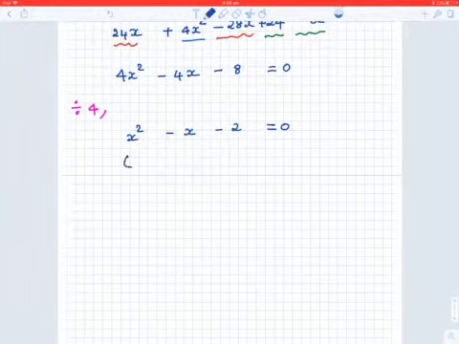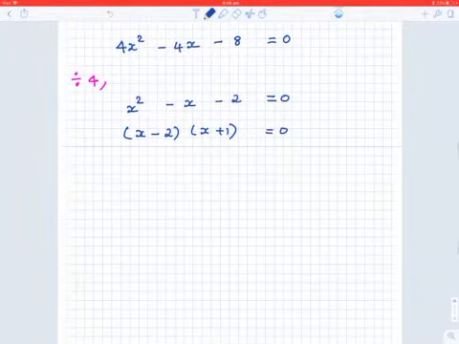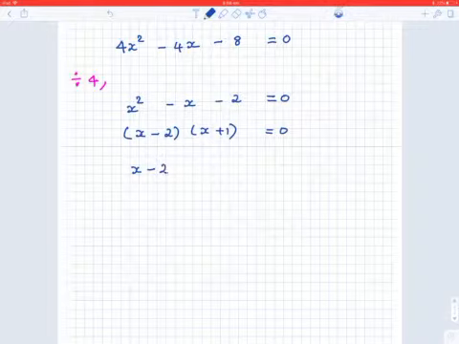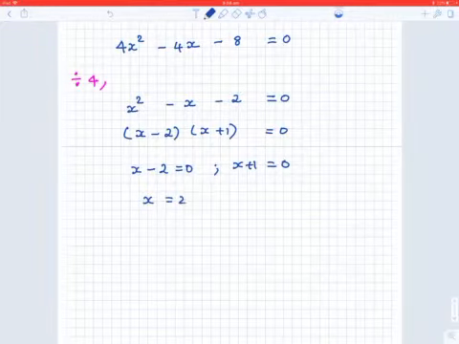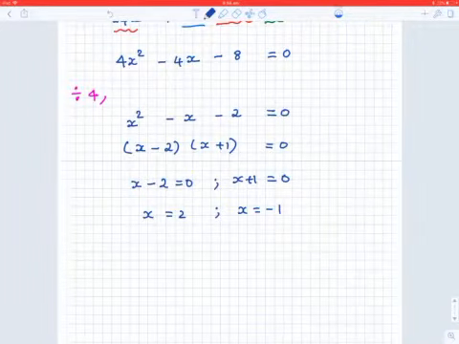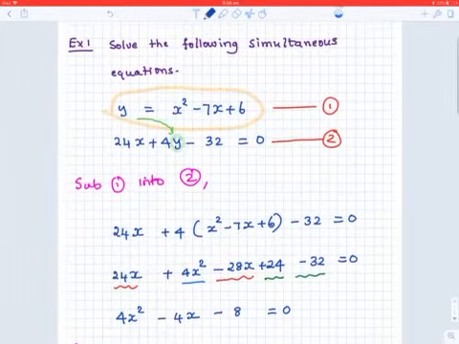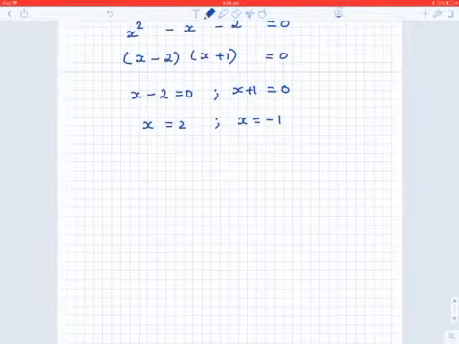Now, we are going to use solving quadratic equations by factorization. So I'm going to write the factors of x squared minus x minus 2. That can be factorized as x minus 2 and x plus 1, equal to 0. So that means x minus 2 is 0 or x plus 1 is 0. And this gives you x equals 2 and x equals minus 1.